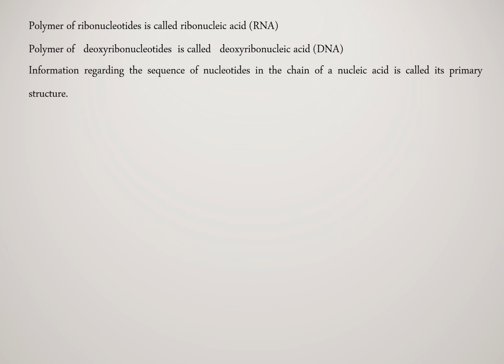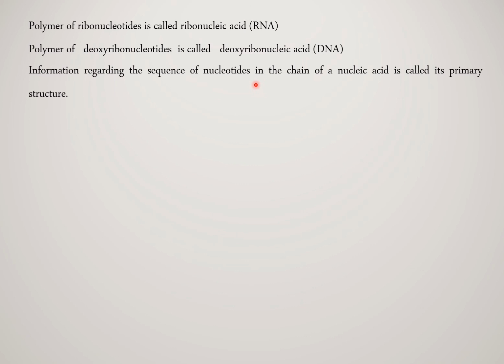So the polymer of ribonucleotides is called RNA, the ribonucleic acid. If you are talking about the polymer of deoxyribonucleotides, then it is called deoxyribonucleic acid, the DNA. This is how you are producing both the ribonucleic acid, RNA, as well as the DNA.